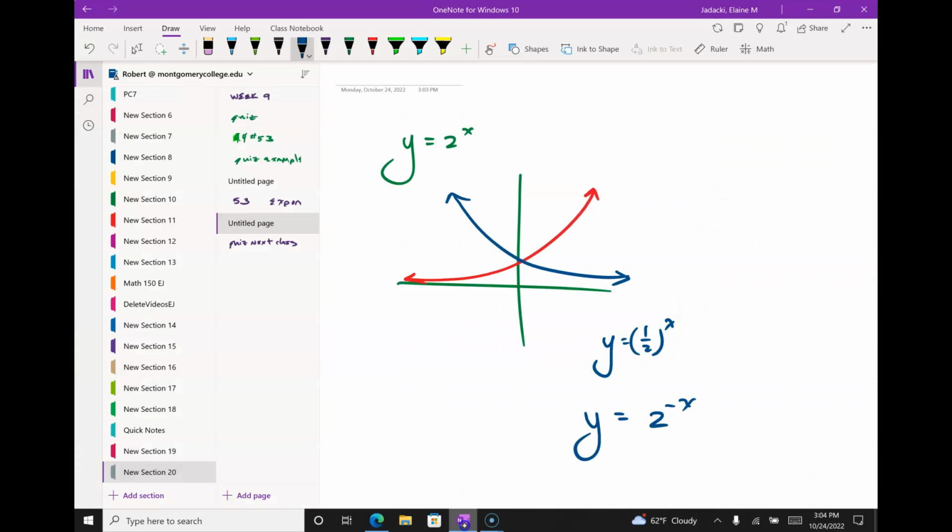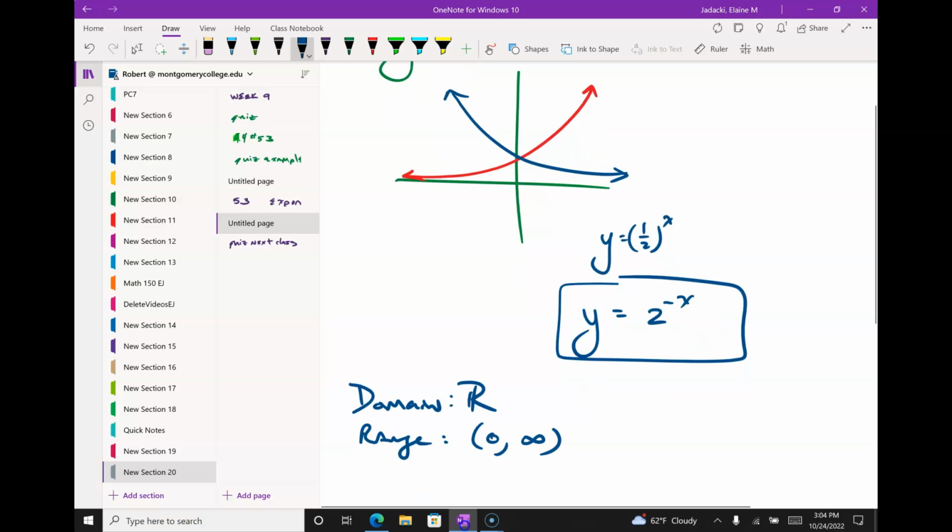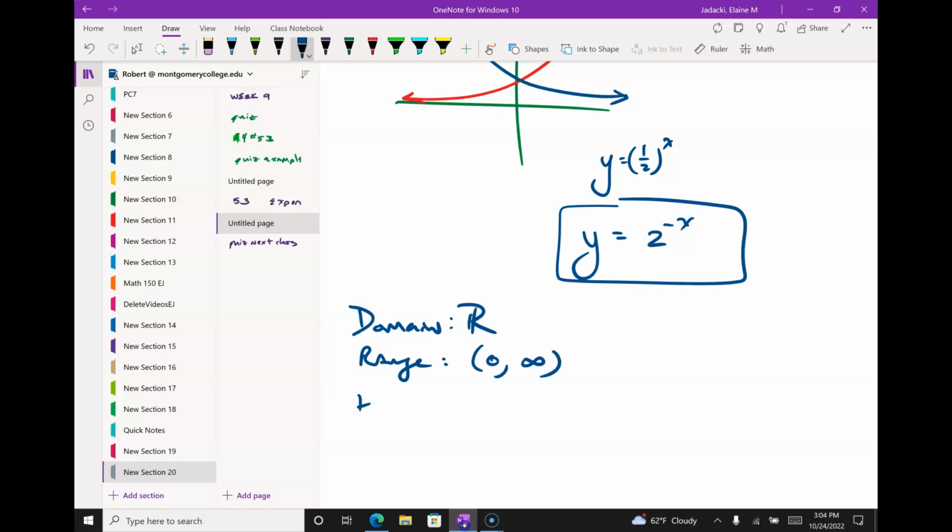What's the domain here for my blue function? It's all numbers, right? Look how wide that blue function is. What's the range? 0 to infinity, right? It doesn't hit 0, it doesn't hit negatives. What's the horizontal asymptote? Yep, y equals 0. It never gets to the height of 0.